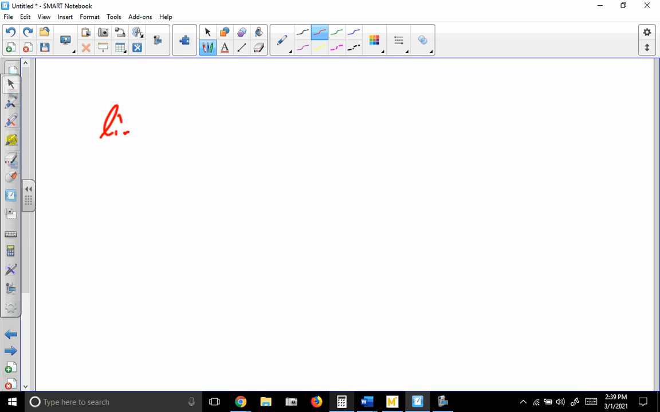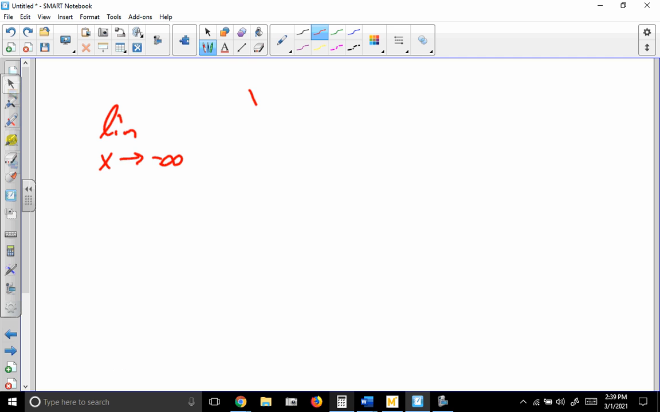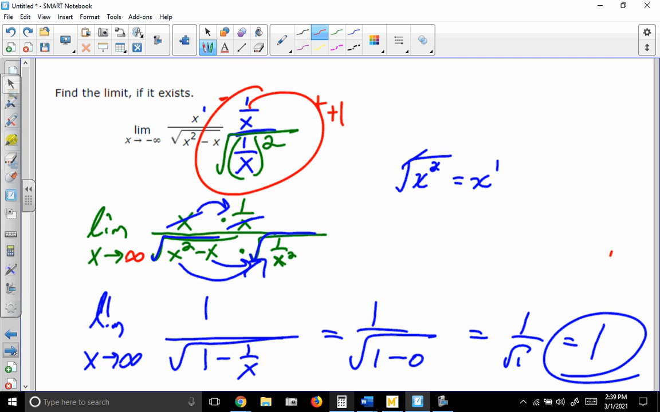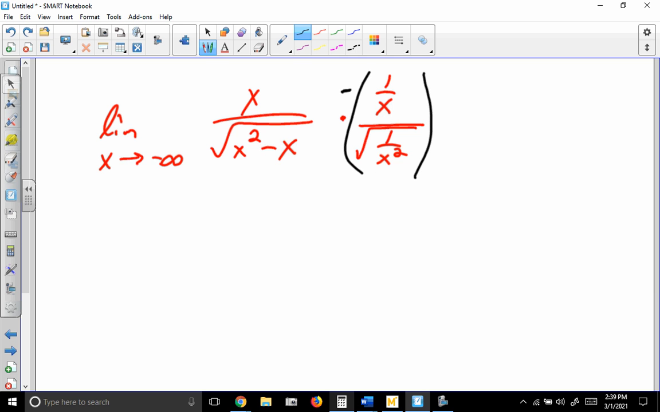So we're going to take the limit as x goes to negative infinity, and when we have x over the square root of x squared minus x, our largest degree is x, so we're going to put a 1 over x to the first on top. On bottom, since it's under the radical, 1 over x squared. And since we said that as x goes to negative infinity, this fraction would be negative 1, then to make it positive, put a negative, so that now it's equivalent to a positive 1.